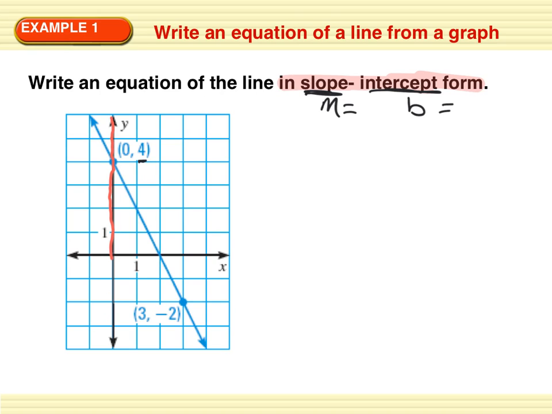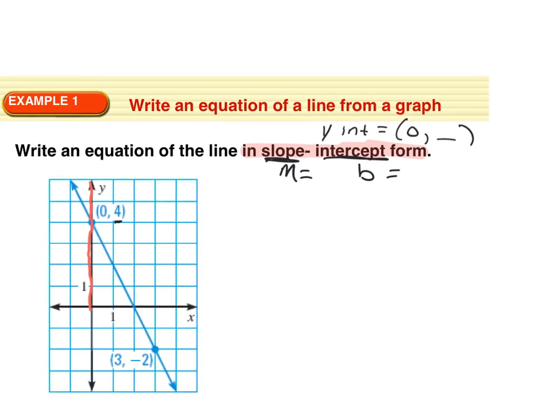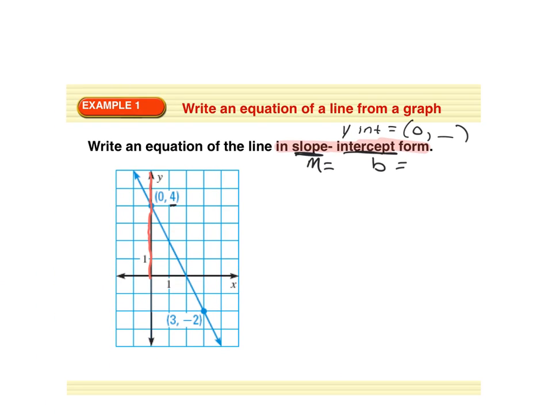4, because the y-intercept will always be 0 something. I don't know what the other digit is. It's always going to be 0 something, because if it's on the y-axis, that means it didn't go any direction to the left or to the right. Its first coordinate is going to be 0. So it's 0 something, and that something we're looking for is 4.